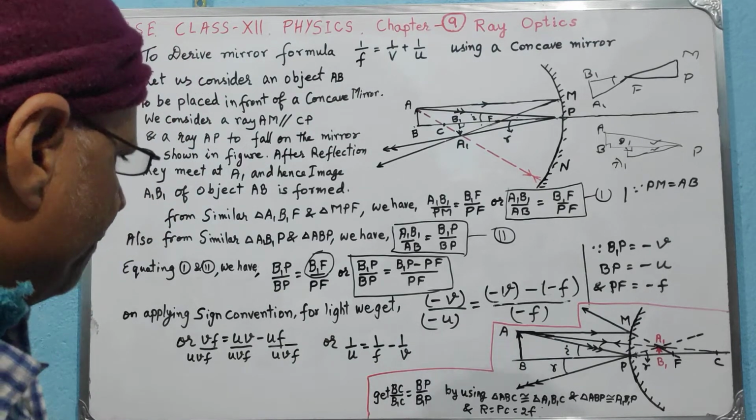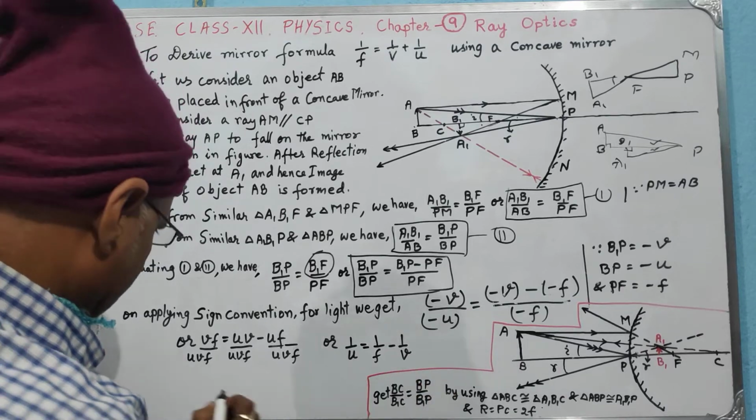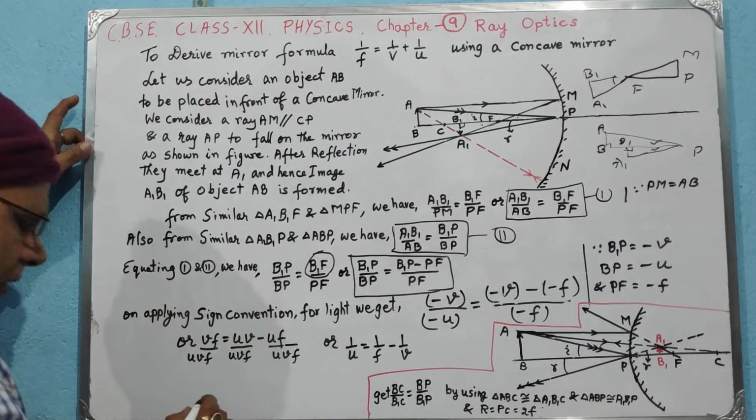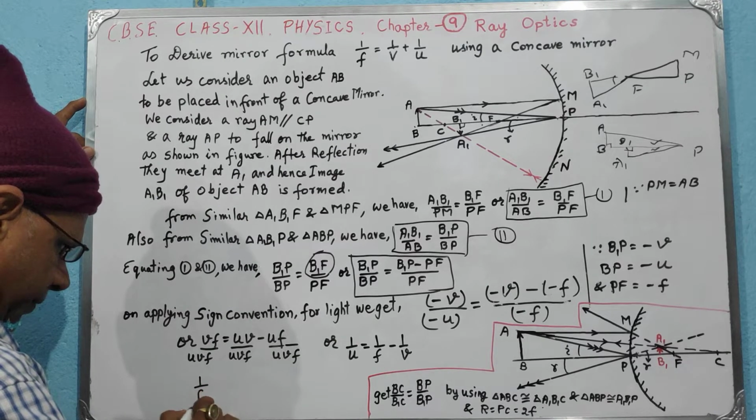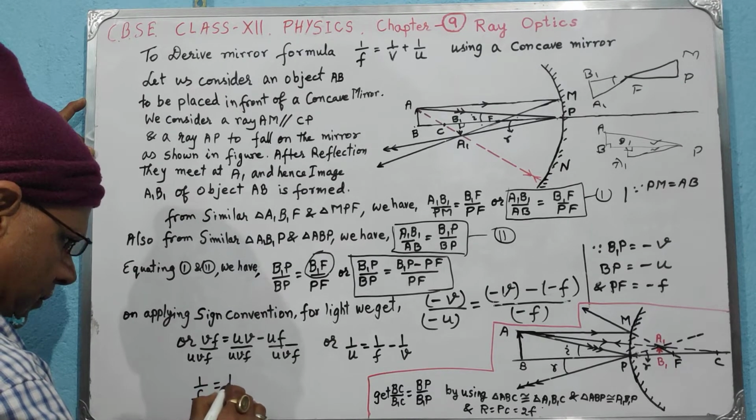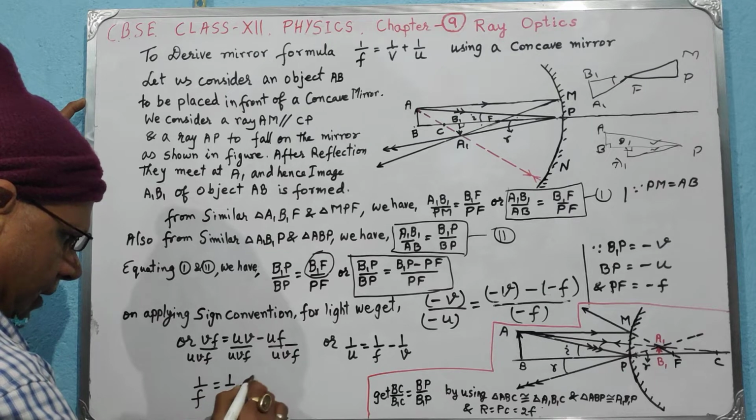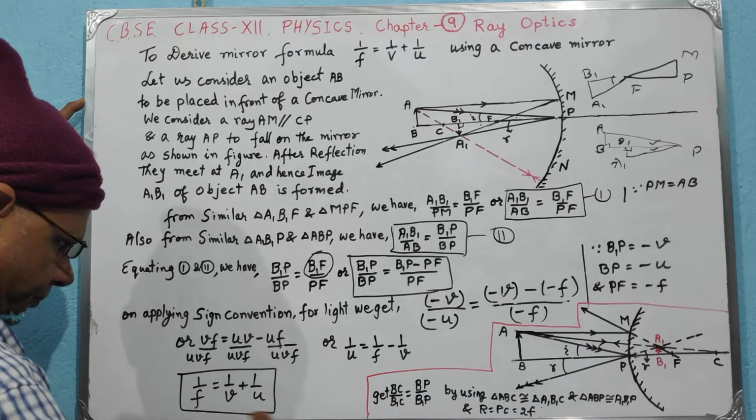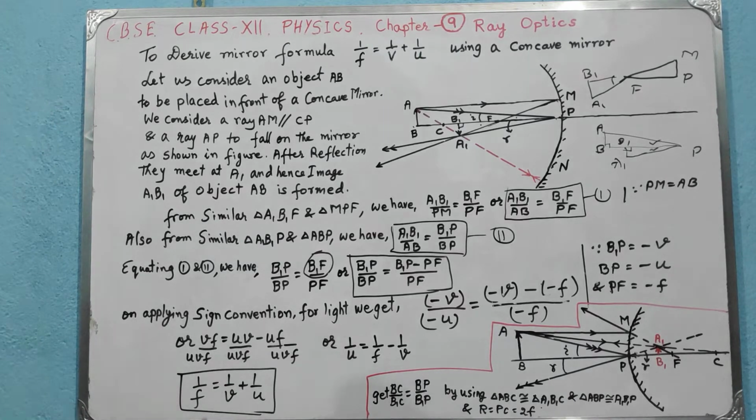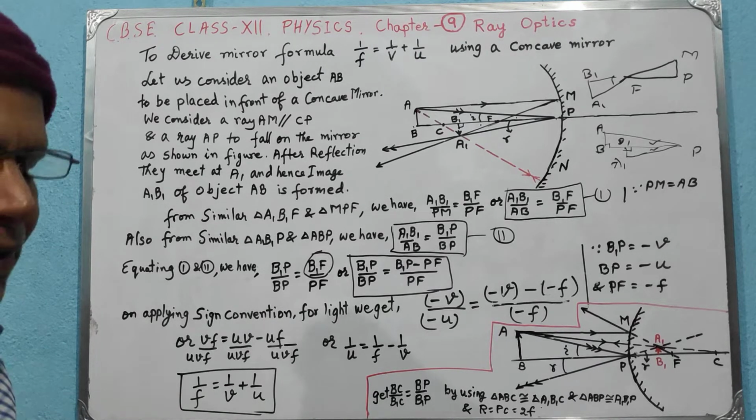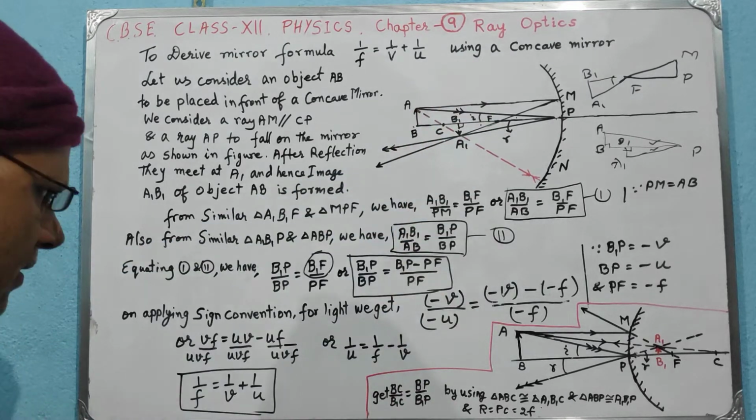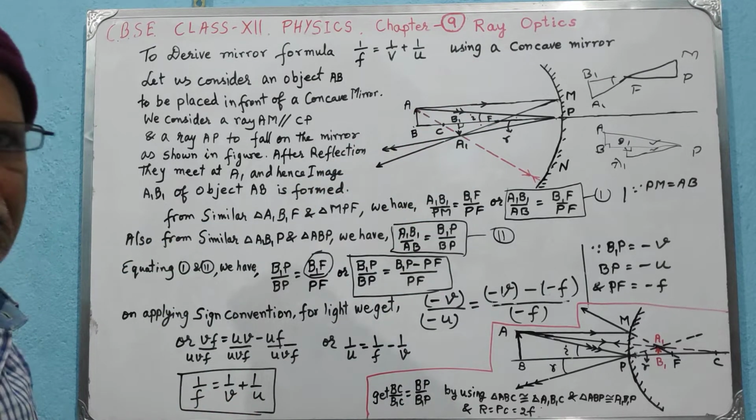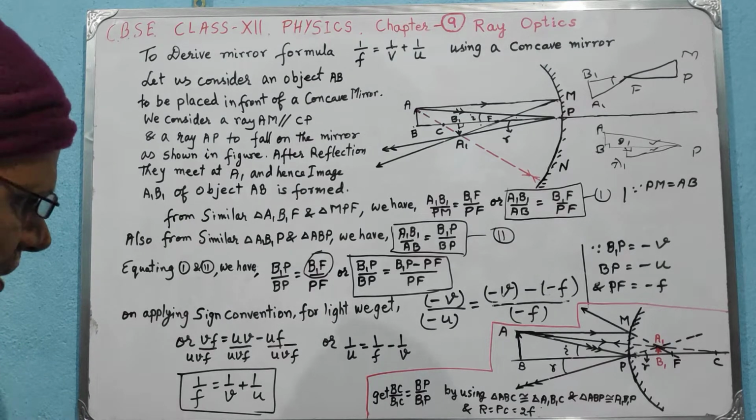and if you rearrange it, you get 1 by F equal to 1 by V plus 1 by U. This is nothing but the mirror formula, where F is the focal length of the concave mirror or any spherical mirror, V is the image distance, and U is the object distance.